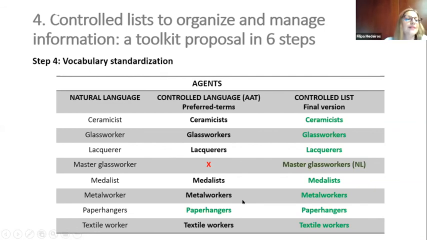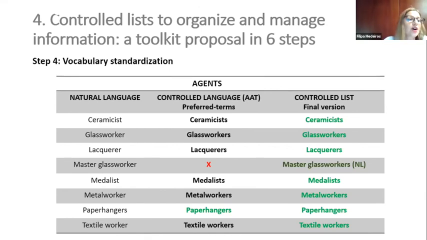Second situation, the concept in natural language corresponds to a non-preferred term in the controlled vocabulary. In this case, use the preferred term. The concepts ceramicist, glass worker, and metal worker are an example of this case. The preferred term is in the plural form.